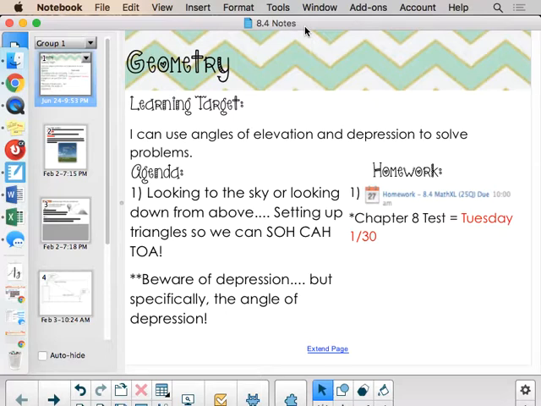8.4 really is just going to take SOHCAHTOA and kick it up just a tiny little bit by bringing up some real-world problems. These real-world problems are going to feature two types of angles, and those will be called your angles of elevation and your angle of depression. Angle of depression always causes issues with students, so let's make sure we really lock this down today.